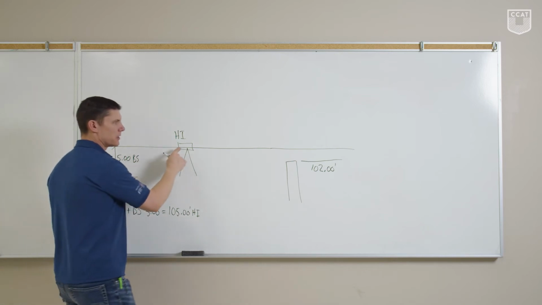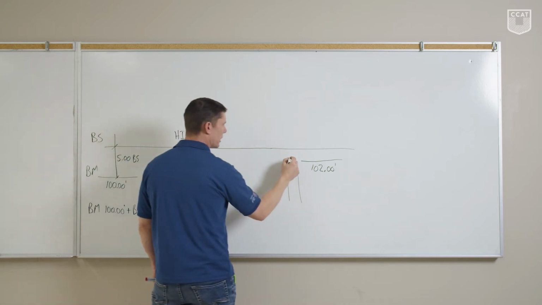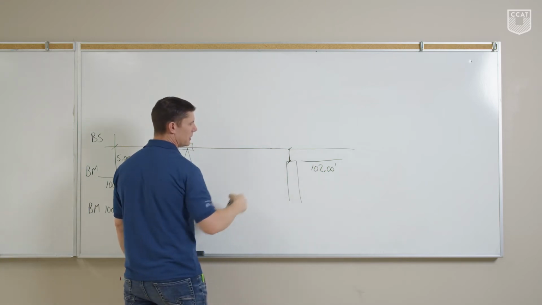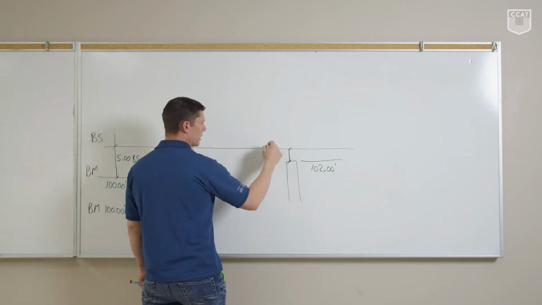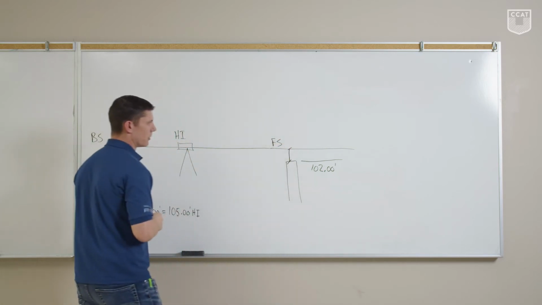From there, we're going to take the instrument and shoot it in the direction of our foundation wall. What we're looking for is a distance from our height of instrument down to our foundation wall. Okay, this is called our foresight, which is what we're looking for.